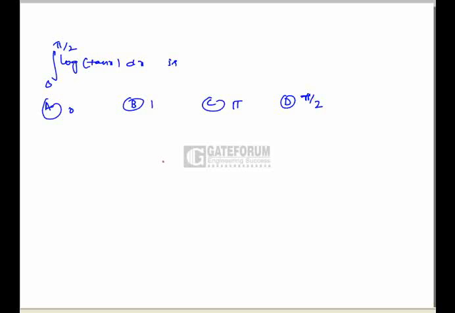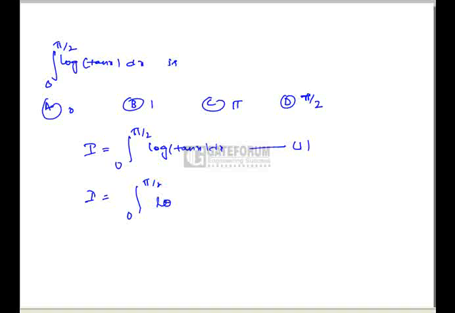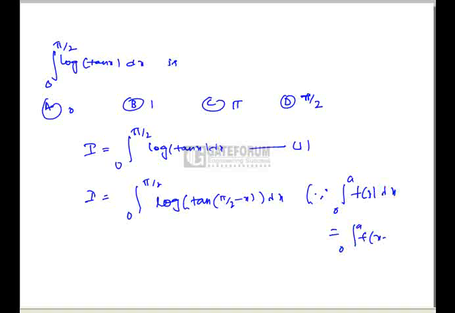Find the integral value of 0 to pi by 2 log of tan x dx. So let the given integral be some I, 0 to pi by 2 logarithm of tan x dx. Let it be equation 1. I is equal to integral 0 to pi by 2. We can write this as logarithm of tan of pi by 2 minus x dx, since integral 0 to a f of x dx can be written as integral 0 to a f of a minus x dx. Now this will be 0 to pi by 2 logarithm of tan of 90 minus theta, which is nothing but cot theta. So this will be log cot x dx. Let it be equation 2.